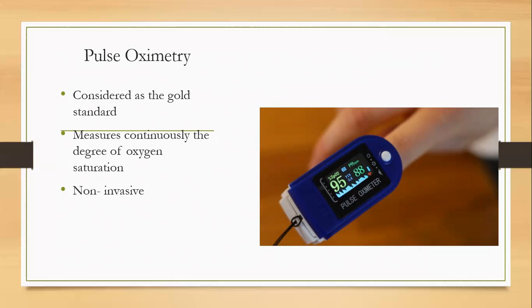Oxygenated hemoglobin is able to absorb more red wavelengths of light, while deoxygenated hemoglobin absorbs proportionately more infrared. And these readings are transferred to the monitor that we can see, and that is able to inform the practitioner or whoever is observing the patient's vital signs as to the degree of oxygen saturation of the patient's blood.